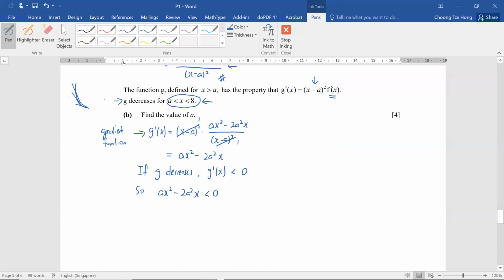Now basically we need to solve this quadratic inequality. What we can do is factorize out a and x. Then here will be x minus 2a. So this is what we'll end up with.